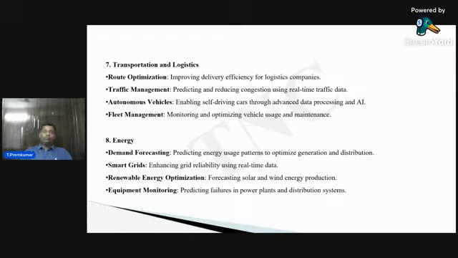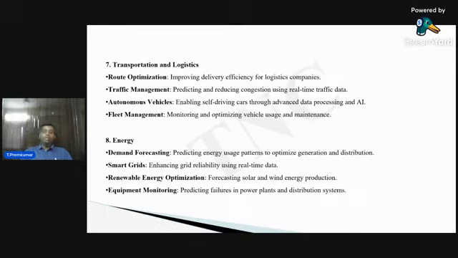And the next one we are able to see is transportation logistics, where we can go for route optimization, traffic management, autonomous vehicles, and fleet management. Route optimization improves delivery efficiency for logistics companies, and traffic management is about predicting and reducing congestion using real-time traffic data. So we are able to reduce congestion with real-time traffic data.